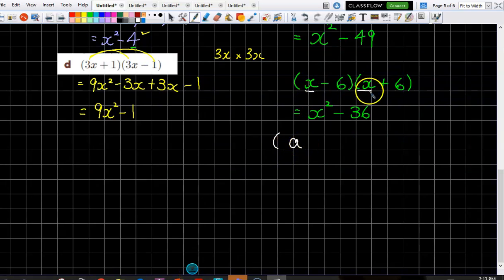So you have come up with a bit of a pattern that when we have, and what do we know about these? They're the same, but there's a different sign in the middle. So would you say when I've got A take B times A plus B, what is your answer? How did we get this? A squared minus B squared. This is a rule.